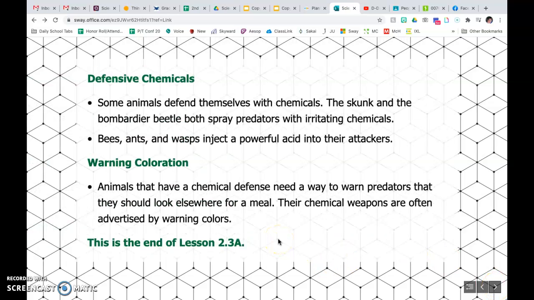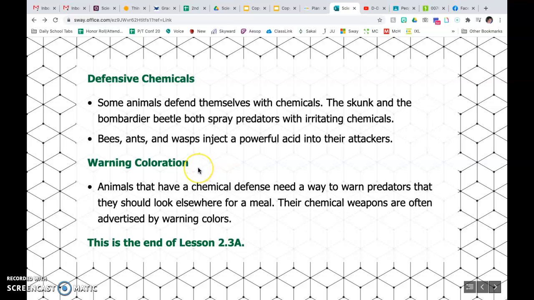Some have defensive chemicals. So the skunk, for instance, the bombardier beetle, both of these animals spray predators with irritating chemicals that you don't want. Bees, ants, wasps, they all inject a powerful acid into their attackers. If you've ever been stung, you don't want to get stung again.